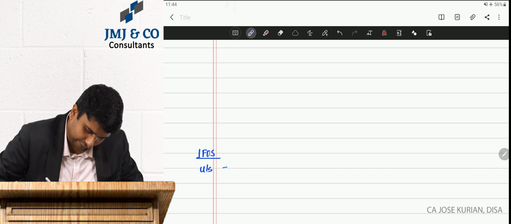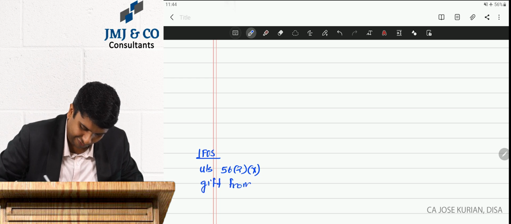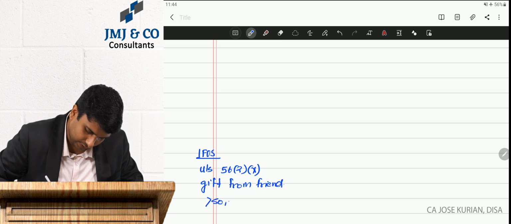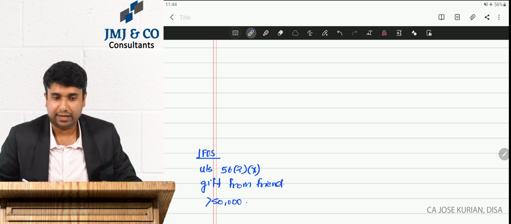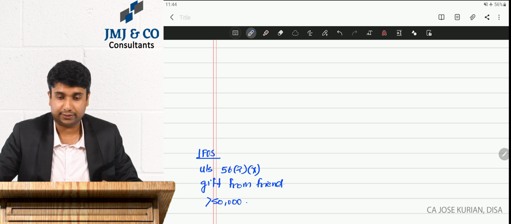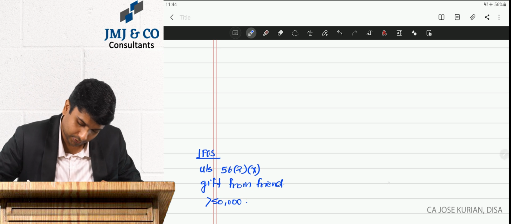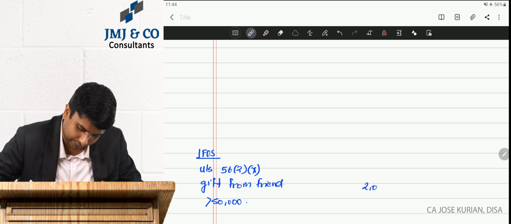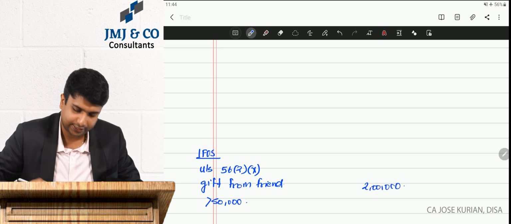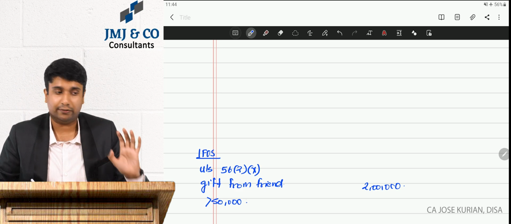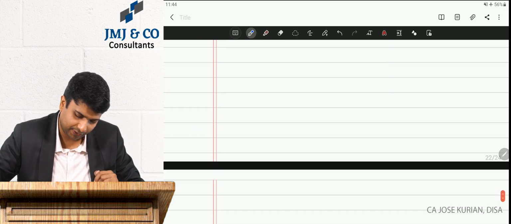So under section 56 subsection 2 clause 10, a gift from a friend which is more than 50,000 is fully taxable, right? And what is that taxable amount? I think it is 2 lakh. The question is very clear in relation to that. So that 2 lakh is definitely taxable under IFOS. And there are certain other IFOS items, so I am not computing the total income from IFOS right now. That we will deal with separately.